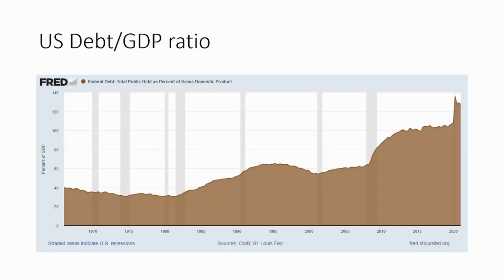So here is this graph of the US debt to GDP ratio. You see how it has increased over time. It used to be about 40% in the 1970s, and it was quite stable until 1990, when it was about 60%. And from 1990 to 2010, it was about 60%, right? But after 2010, you see it has increased beyond 100%, which is actually massive.